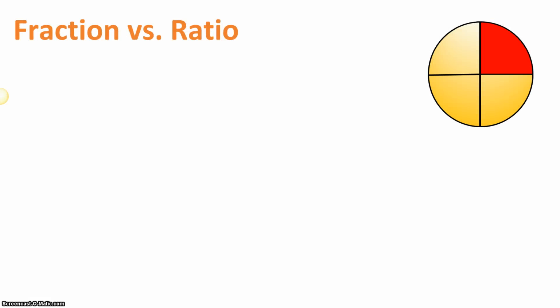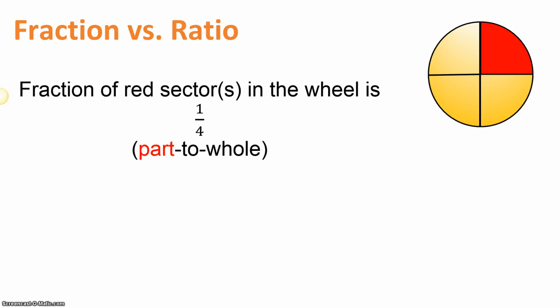Let's take a look at an example of this fact. We have a wheel with 3 yellow sectors and 1 red sector. We say that the fraction of red sectors in the wheel is 1 out of 4. This is a part-to-whole relationship. We're comparing a part of the wheel, the red sector, to the whole wheel.